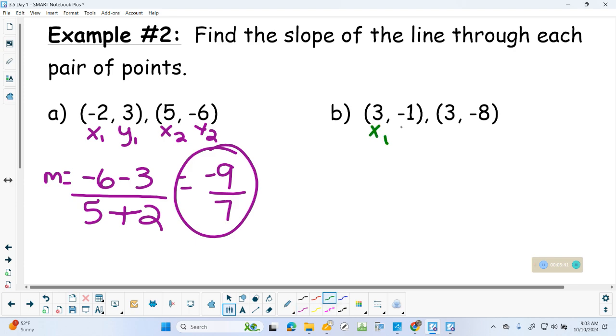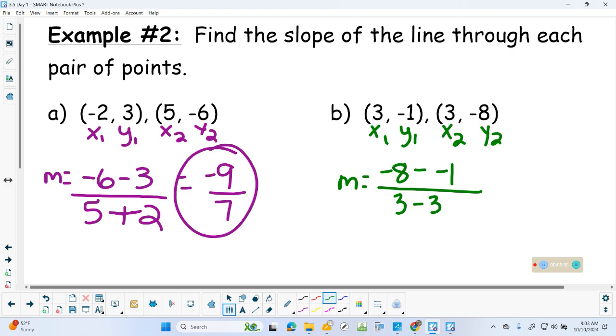Okay, x1, y1. You know I like to label. So again, I'm just using my formula, y2 minus y1, x2 minus x1. Okay, so on the top, let's make that a plus. What's negative 8 plus 1? And 3 minus 3? 0. 0 under the line is undefined. So for my final answer, make sure, of course, you put undefined. You don't just leave 7 over 0. Put the final answer is undefined.